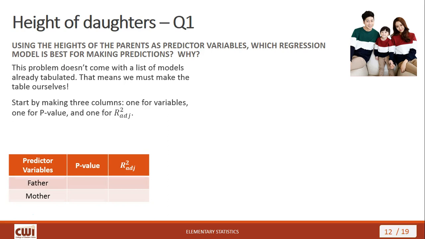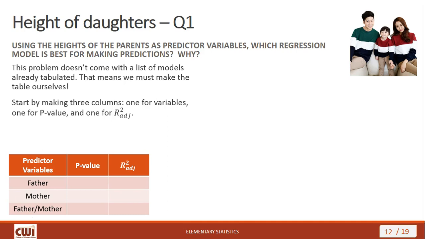Next, I'm going to put in my predictor variables for my equation. So I can have a model where I'm looking at the father. I have a model where I'm looking at the mother. But I could also have a model where I'm looking at the father and the mother together. So notice I listed each of my predictor variables separately, and then I started looking at combinations of those individual variables. Here we've only got 2 variables, so there's only one possible combination of the 2 variables. So we've only got 3 models that we need to look at.